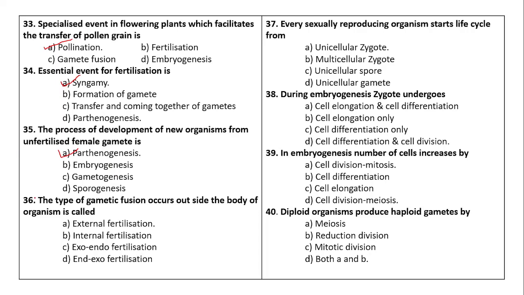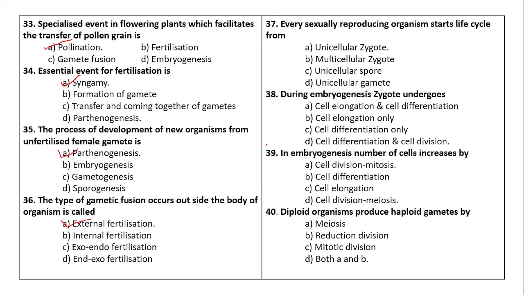Then 36th question. The type of gametic fusion that occurs outside of the body of an organism is called, that is, if the gametes fuse outside the body of an individual, then it is called external fertilization. The options are internal fertilization, exo-endo fertilization, endo-exo fertilization. It is very simple. If the gametes fuse inside the body, it is called internal fertilization. If the gametes fuse outside the body, then it is called external fertilization. Very simple questions are there because the chapter is the beginning or introductory chapter.